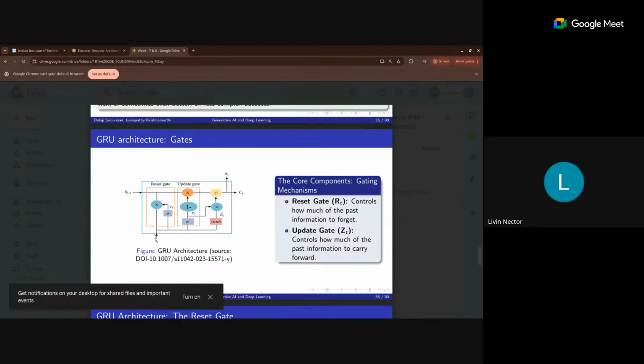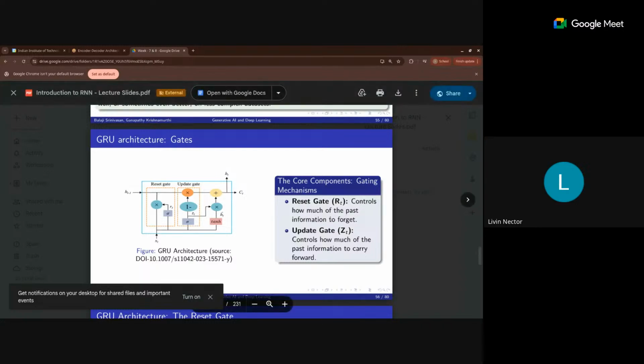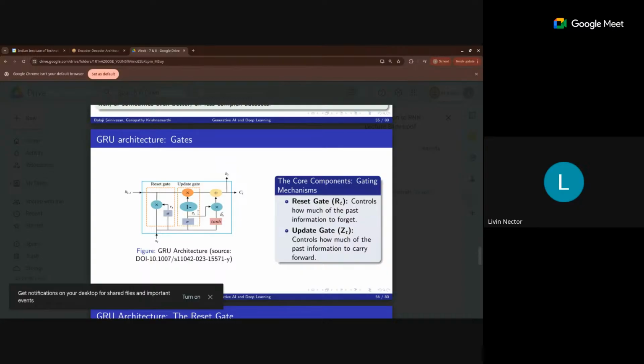The idea is very simple. The reset gate controls how much of the input is multiplied with the hidden state, so it controls how much of the past information to forget. The update gate decides whether I should pass this information to the next state. So this is like a forget gate, and this is like the input and update gates combined together.